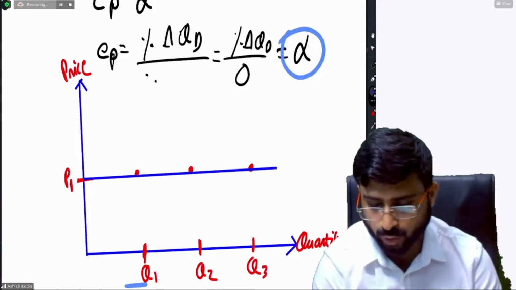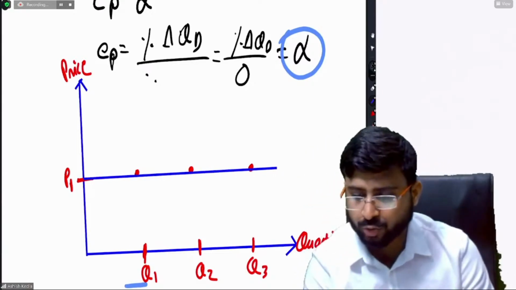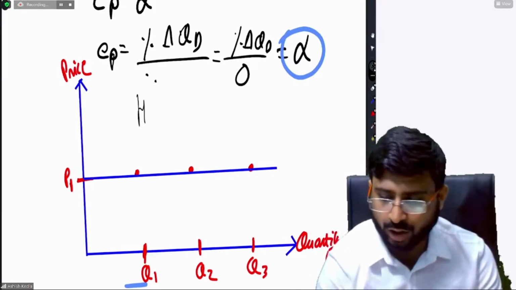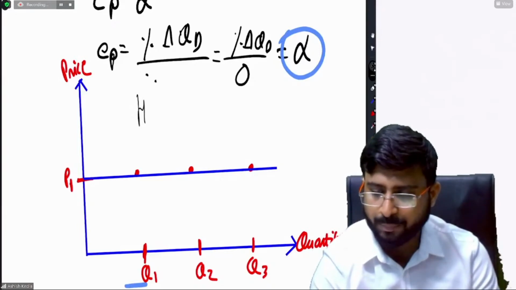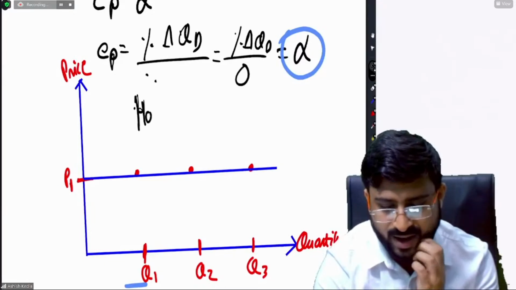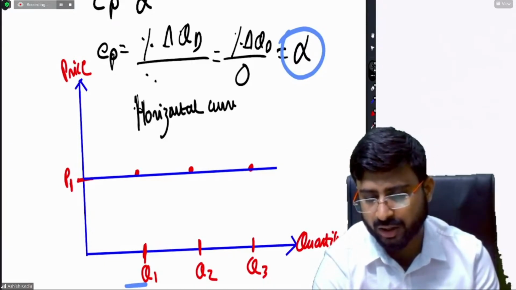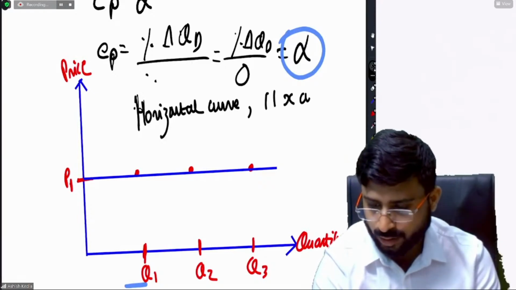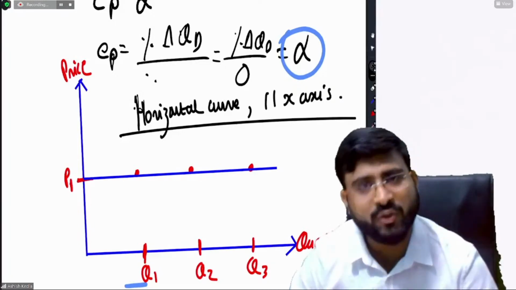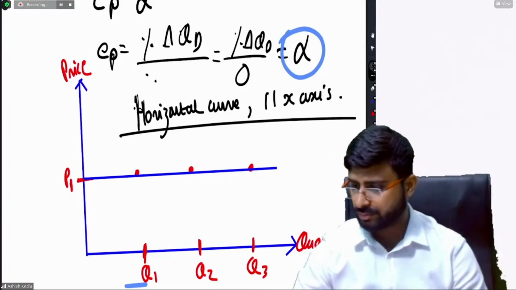Right, sir. So if you join them, you get perfectly elastic demand. This is called a horizontal curve parallel to the x-axis. What is it called? A horizontal curve parallel to the x-axis. I hope it's crystal clear, everyone.